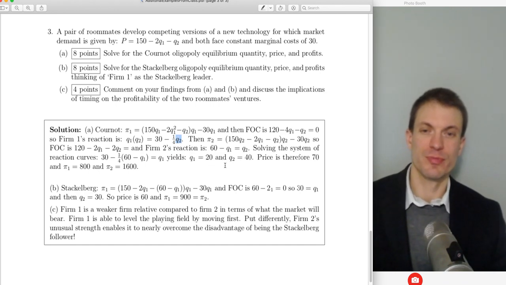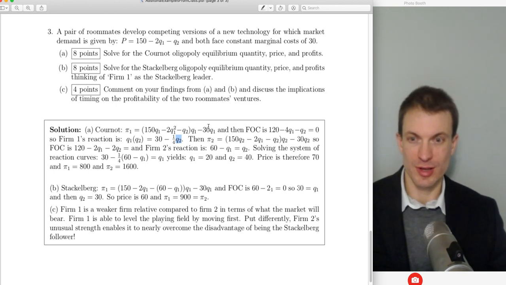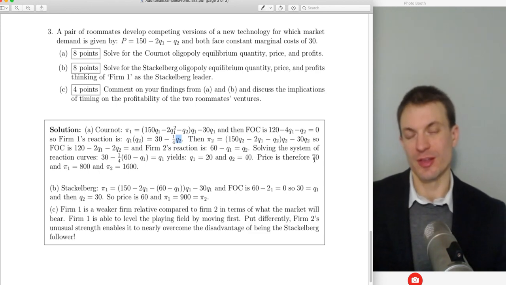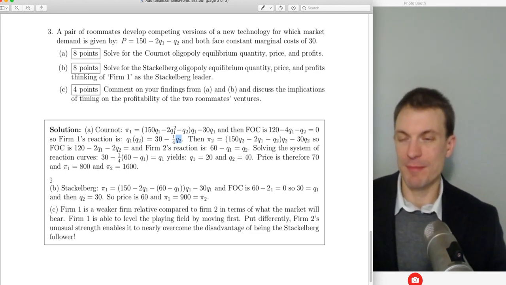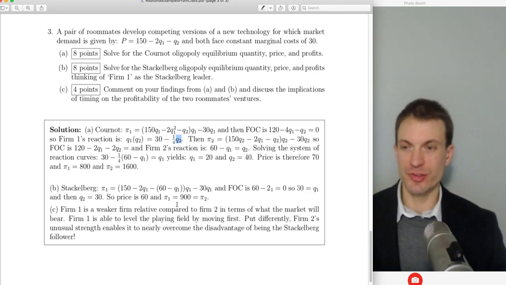Yeah, that's correct. So price is going to be 70. That's coming from 150 minus 2 times 20, minus 40. So that's 110 minus 40, it's like 11 minus 4 is 70. Okay. And then profits are 800 and then 1600. All right. So let's do Stackelberg.